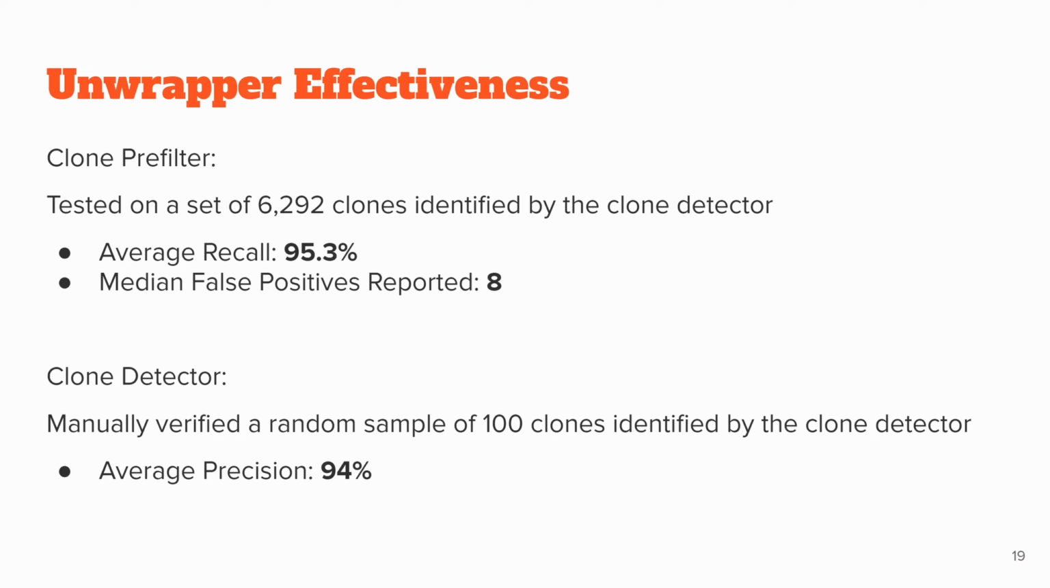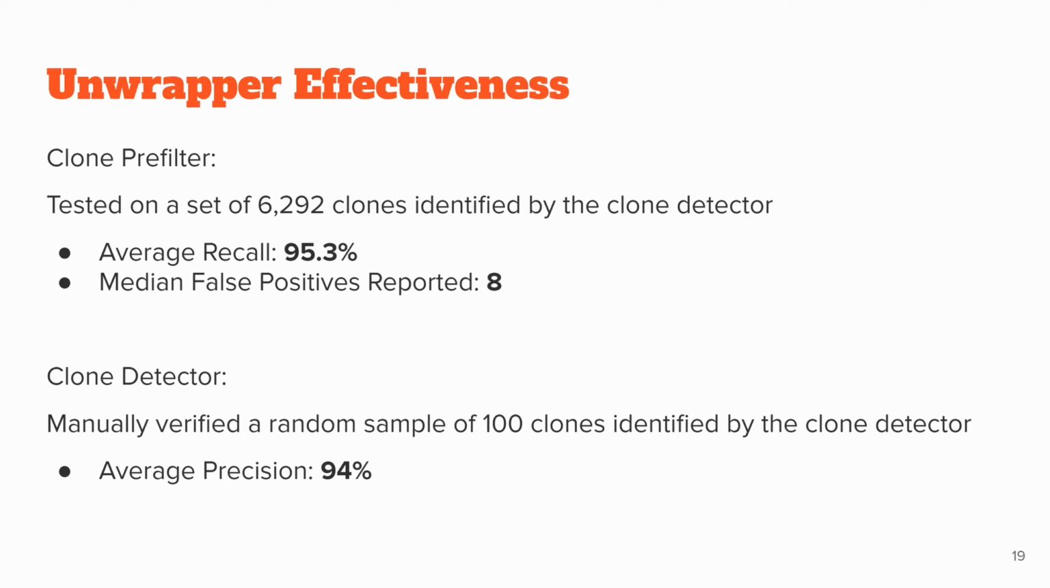And the clone detector was evaluated by sampling 100 clones identified by the clone detector and manually verifying the identified clone relationships. Within this sample of 100 clones, we find that the clone detector achieves an average precision of 94%. Overall, we believe that these metrics illustrate that Unwrapper is practical and effective at identifying clones, thus passing the challenges of ambiguity and complexity.